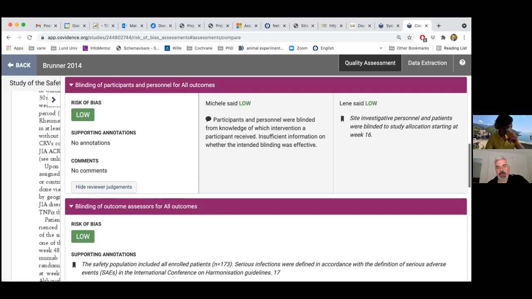And of course, we don't know whether the intended blinding was effective for all the outcomes or not. But we can keep it as a low risk of bias anyway. Yes. And for all outcomes is more relevant here for this one, for the next one.